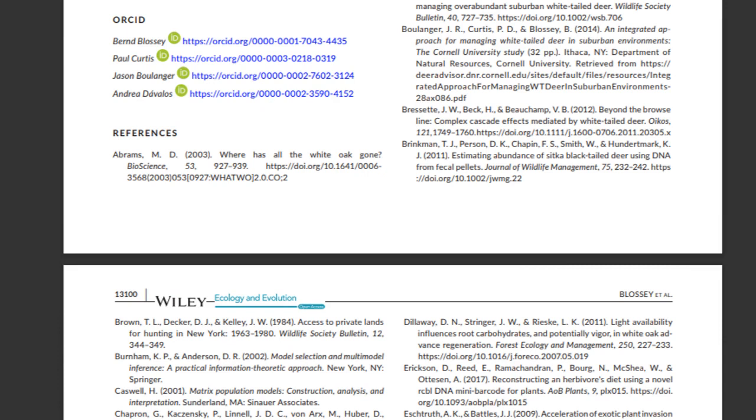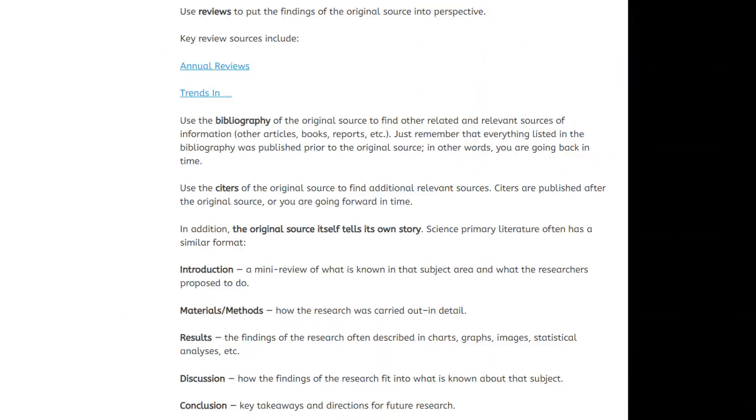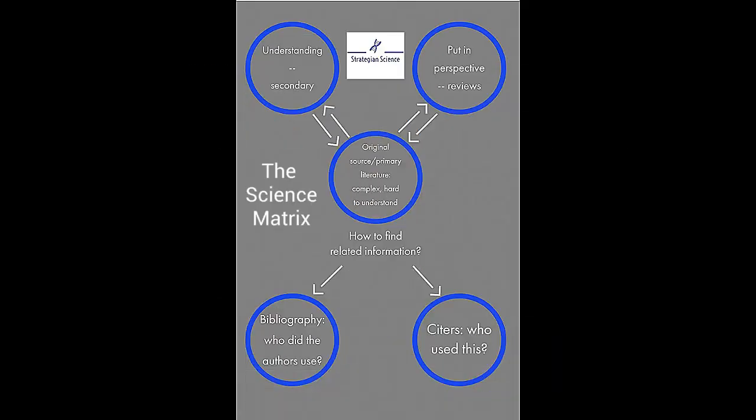Yes, primary literature can be hard to decipher, especially during the early stages of a student's college or university career. But even then, a primary article can be unpacked into those 5 sections: introduction, materials and methods, results, discussion conclusion, and references. Understanding this common format and understanding the kind of information found in each section will allow you, the student, or anyone to pull out useful information and better understand what the research is about. Use the science matrix.